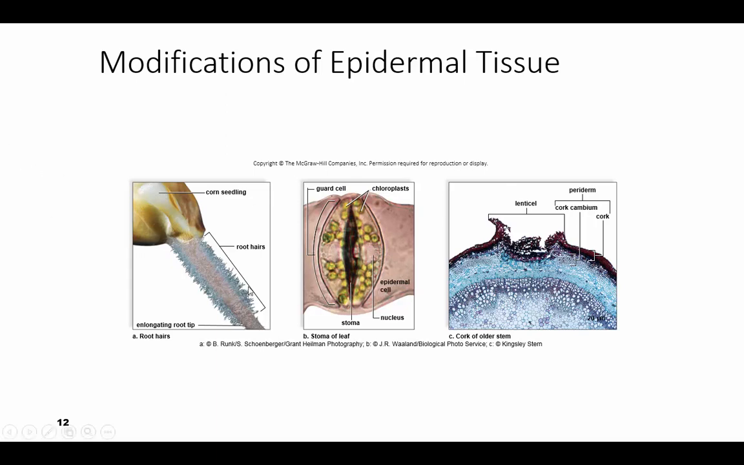In figure A, you see the root hairs that absorb water. In figure B, that's the stomata that lets the carbon dioxide in and the oxygen out so that photosynthesis can work effectively. And over here, this is the cork of an older stem in figure C, and that area that you see that's labeled lenticel, that's also for gas exchange.